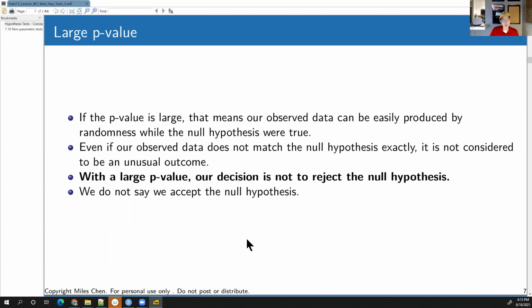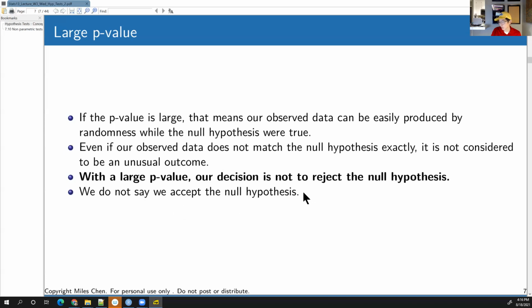And so when you take a look at your data, maybe your two samples have means that aren't exactly the same. You get y bar 1 is 1.3 and y bar 2 is 1.4. So they're not exactly the same. You get a difference of 0.1. But you do our calculations and it says, yeah, you know what? Getting a difference of 0.1 is not unusual, even if the null hypothesis were true. And so if we end up getting a large p-value, we'd say our decision is not to reject the null hypothesis, and we don't say we accept the null hypothesis.